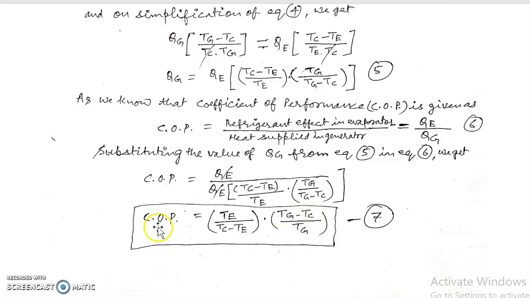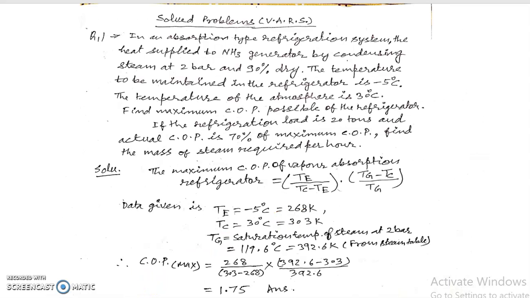So we can say an ideal coefficient of performance of a vapor absorption refrigeration system is the product of a Carnot refrigerator working between the temperatures of TE and TC, and a Carnot heat engine working between the temperatures of TC and TG. So now I will take one numerical on vapor absorption refrigeration system.